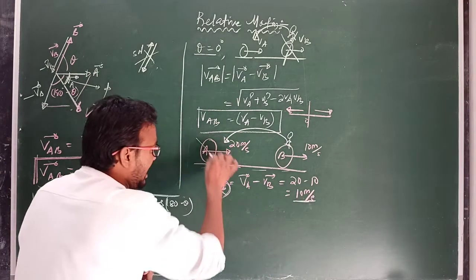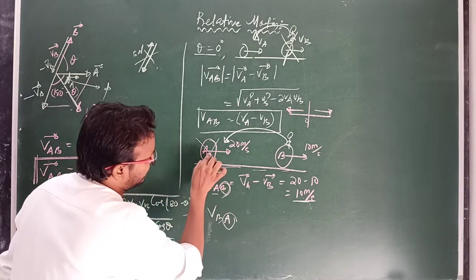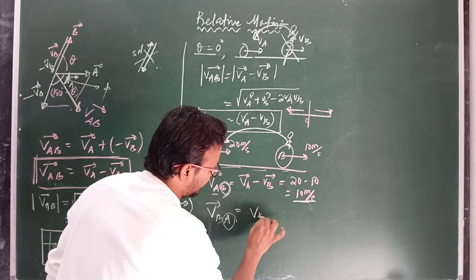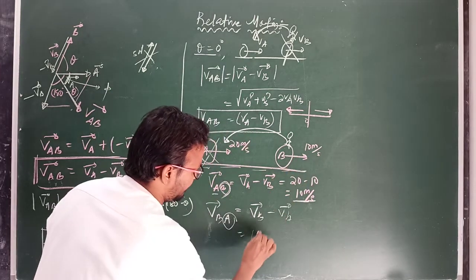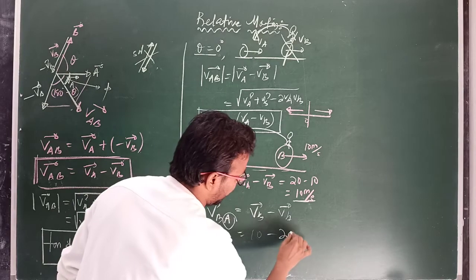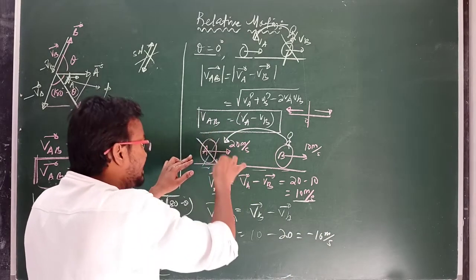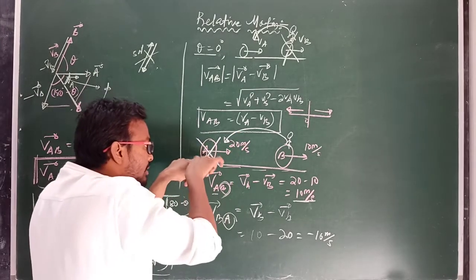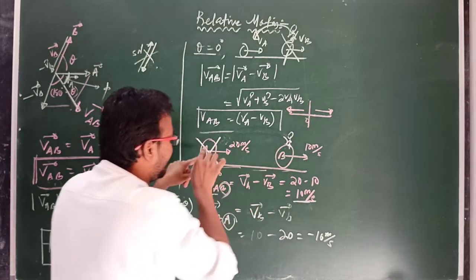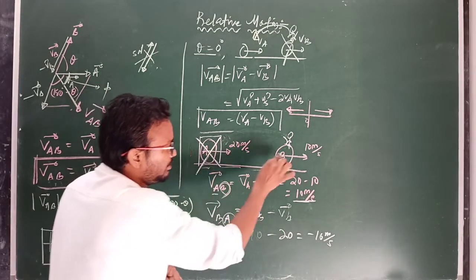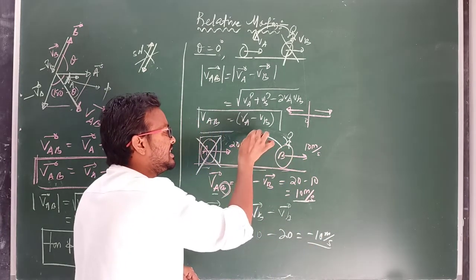If the observer is situated at this point, that means VBA, where the observer is situated at point A and observes the velocity of B minus the velocity of A. So in this case VB is 10, VA is 20, and the final answer is minus 10 meter per second. It means that if the observer is placed at A, then it observes the velocity of B, and the observer observes that the body is moving in this direction with minus 10.